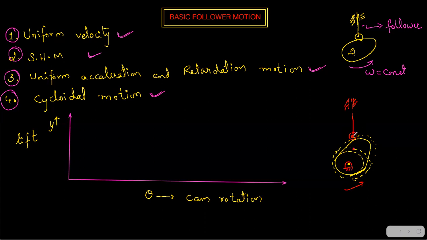See, the trace point cannot go beyond this point. Why? Because this is the least position, and the base circle is the least circle. The base circle is the smallest circle, so the cam can only be in contact till this circle. It cannot go beyond it.